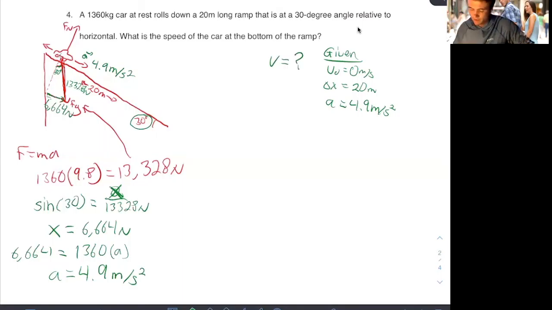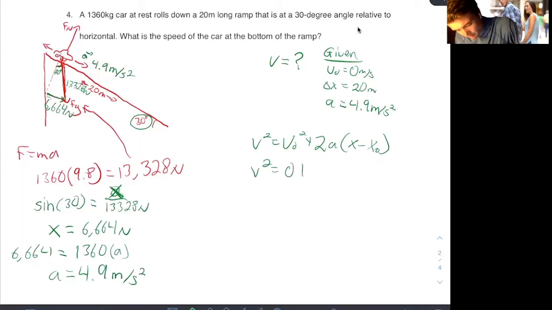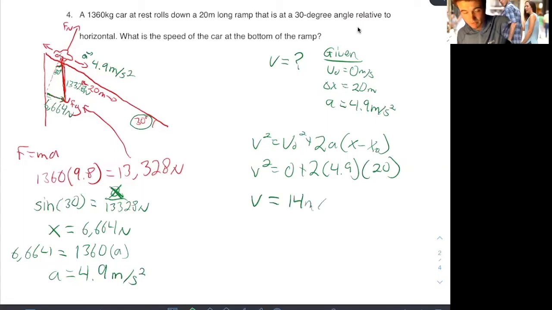Okay, so we do know an equation that we can plug all these numbers into and get our answer. V squared equals V naught squared plus 2 times acceleration times (x minus x naught). When we plug our values in, V squared equals 0 plus 2 times 4.9 times our displacement of 20. So when we solve for our final velocity, we'll get around 14 meters per second.